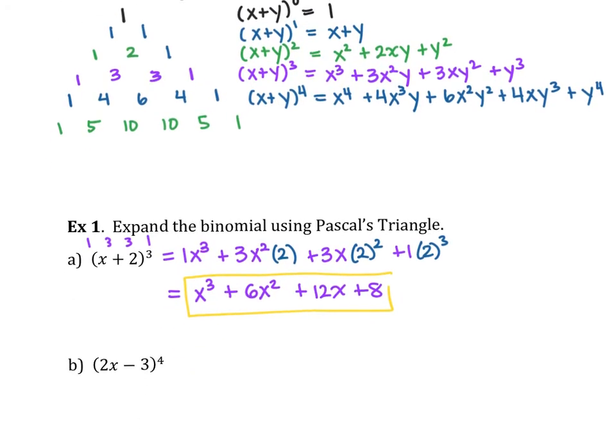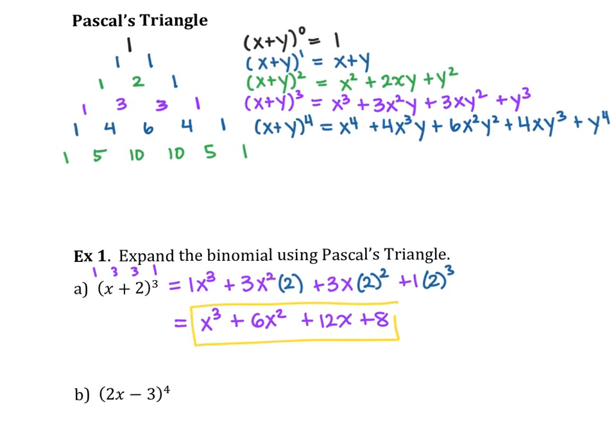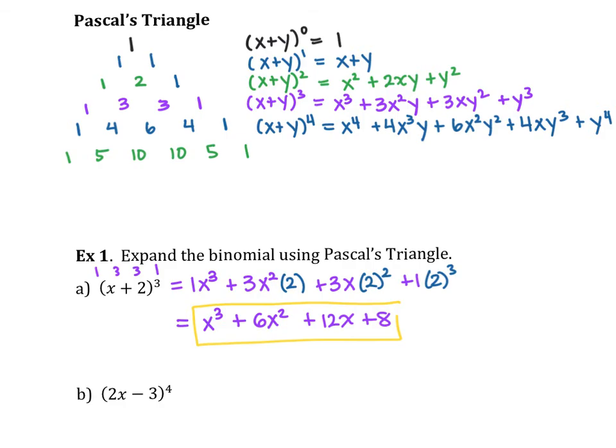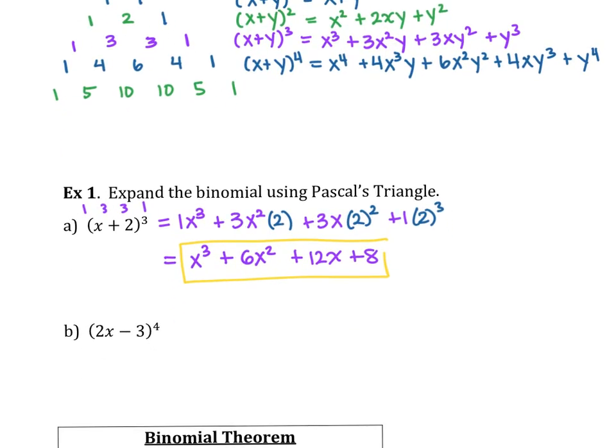Okay, it says it's 2x minus 3 to the fourth. I would not want to have to multiply this out. Okay, I'm raising it to the fourth power, so let me check according to Pascal's triangle what the coefficient should be. Okay, so this is degree 0, 1, 2, 3, 4. Okay, so it's the row with 1, 4, 6, 4, 1. Okay, so let me write this out.